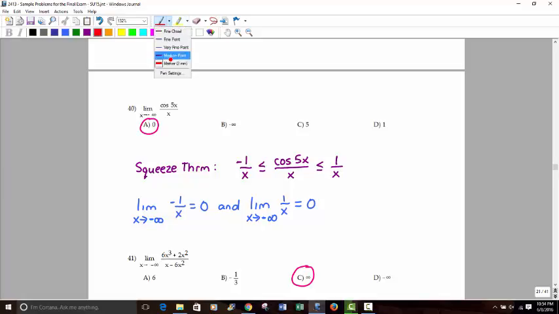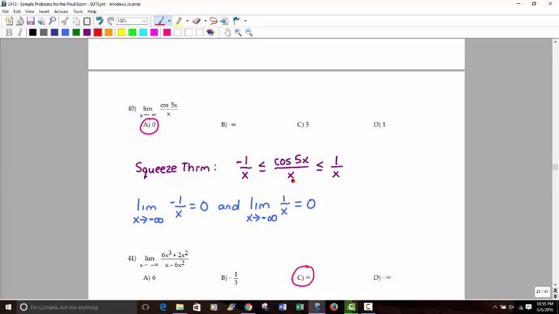Okay, number 40. The limit as x goes to negative infinity of cosine of 5x over x. I officially solved this using the squeeze theorem, but you can almost use logic on this too. The squeeze theorem says if you know that the function is between two other functions, and those outside limits have the same result, that means the one that's squeezed between them would have to go to the same result. So that's what I did here.